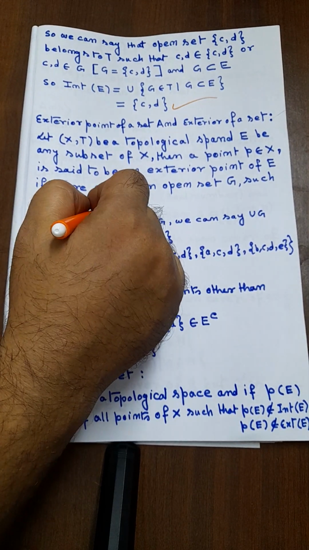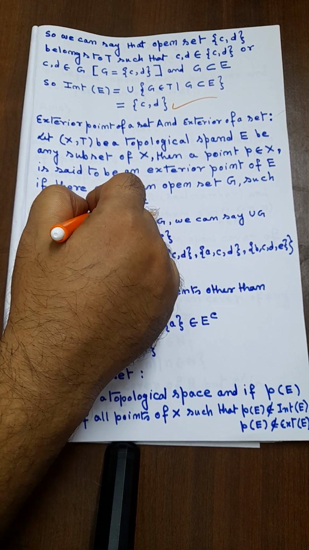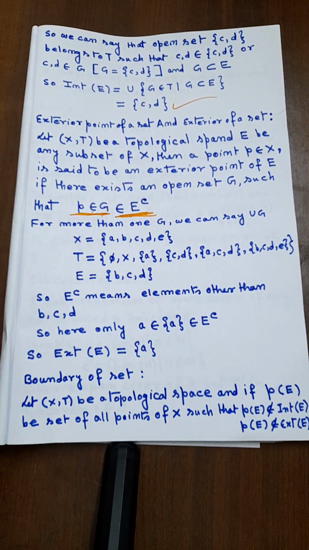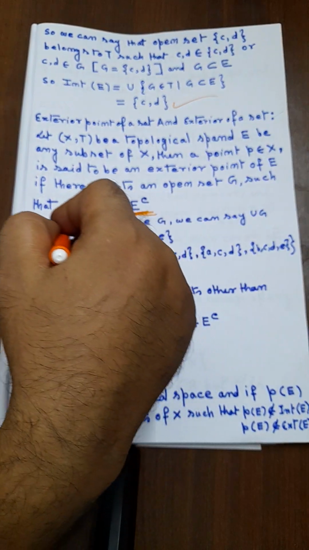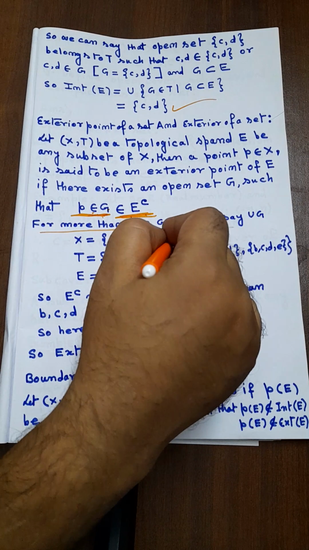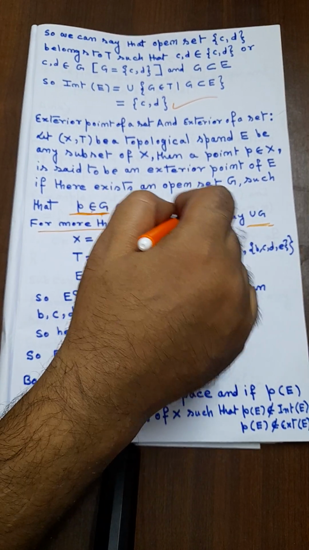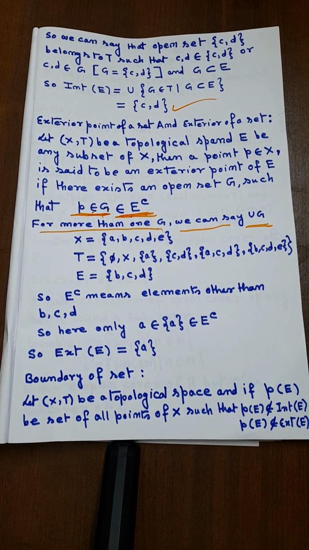But that G should belong to the complement of E, right? For more than one G we can take the union of G, right? Maybe more than one open set can contain the exterior points, so we can take the union here, like with interior points. But if there is no exterior point, then we can say no exterior point exists. If there is no interior point, we can say no interior point exists.